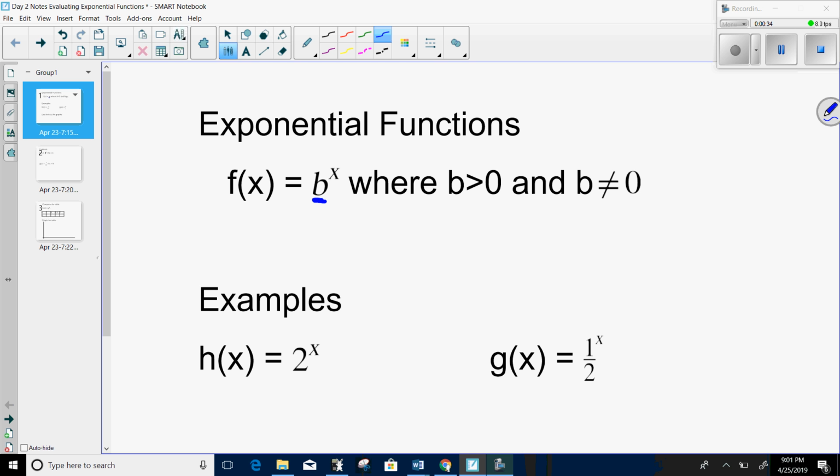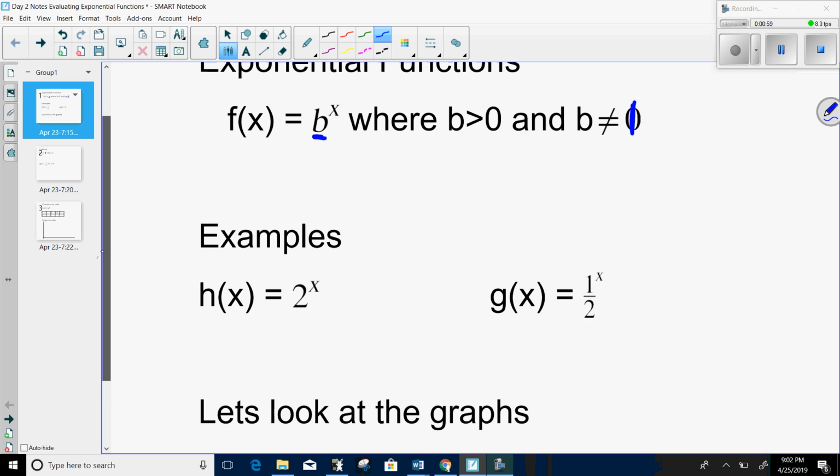Okay, so there's a couple stipulations that says where b is greater than 0. So it can be negative, but it's going to be like a negative 1 times b. So b is greater than 0, and b cannot equal 1. That's actually supposed to be a 1, because 1 raised to any number would just be 1. So that's not going to create an exponential.